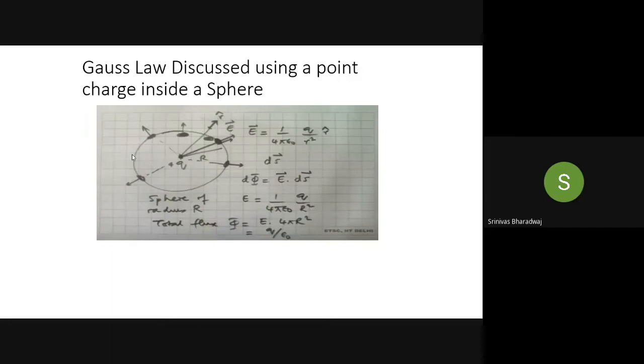And because of symmetry, because it's spherical, all these points are the same distance away, so all the E's are constant. Therefore, it just becomes an integral of dA. The integral of dA over a spherical surface is 4 pi r square. So E times 4 pi r square equals q by epsilon naught. Therefore, E is Q by 4 pi epsilon naught r square.